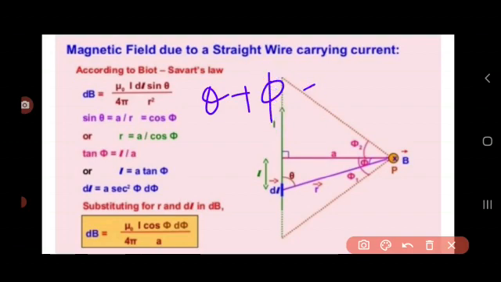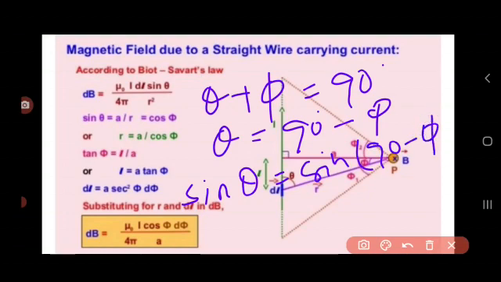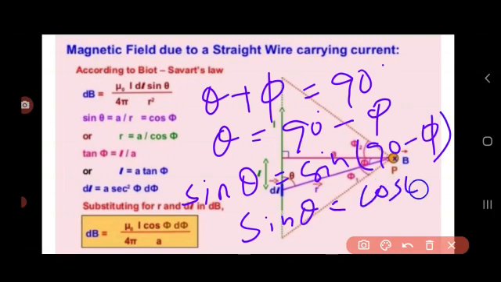Now we want to find the value of cos phi. Considering the triangle, we get cos phi is equal to base by hypotenuse. Base is a and hypotenuse is r. So r is equal to a by cos phi. So we can write r is equal to a sec phi.